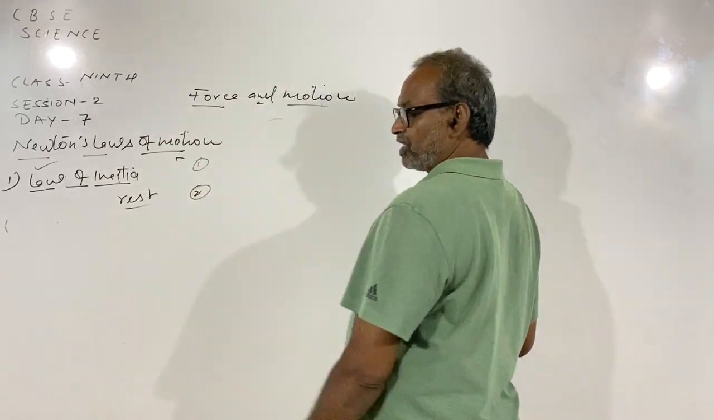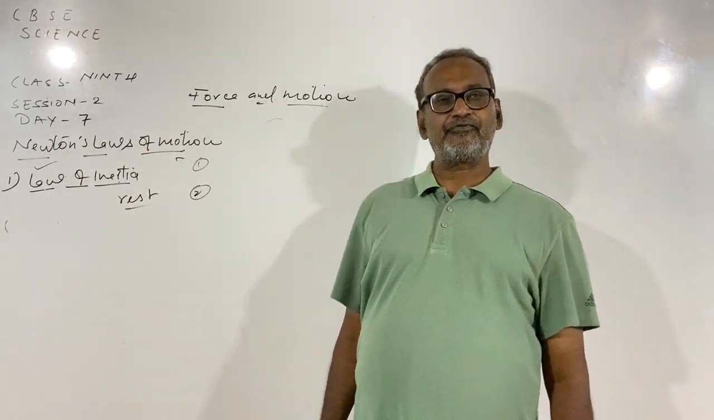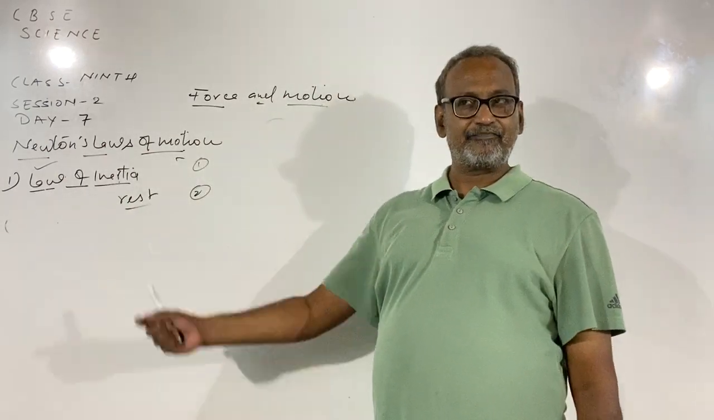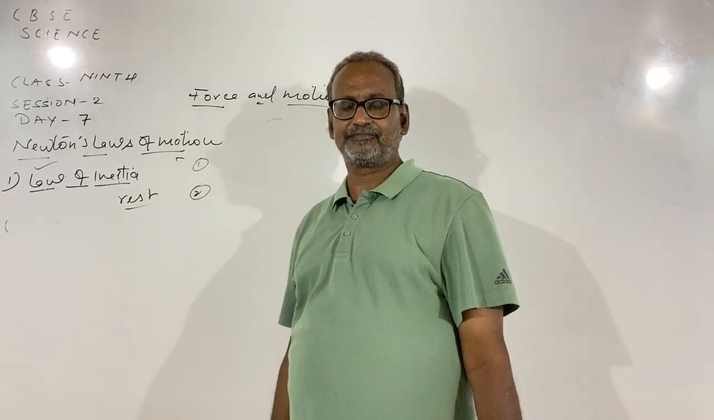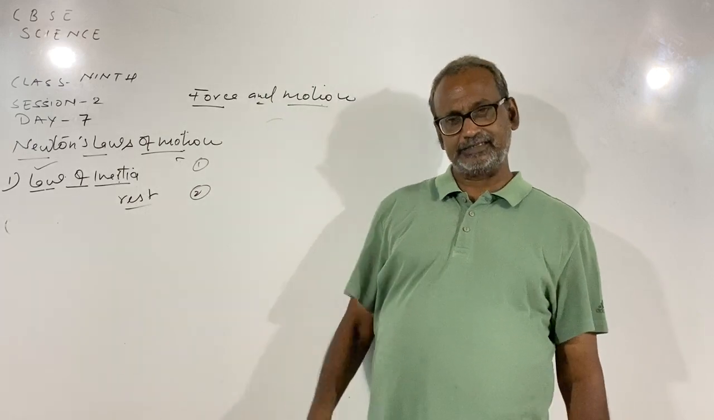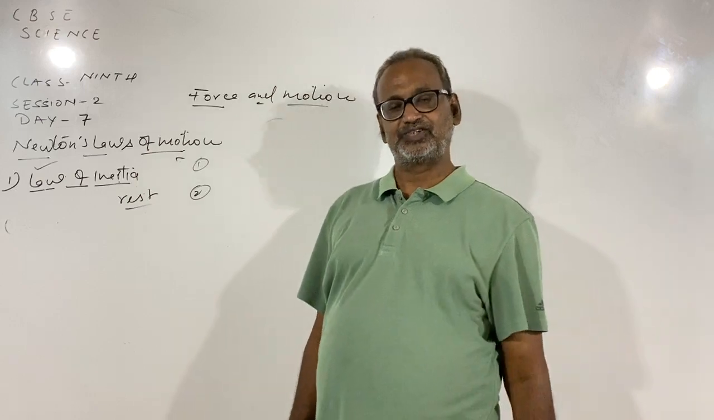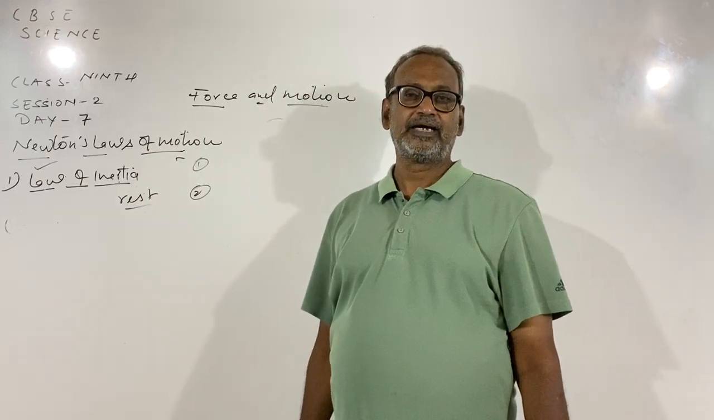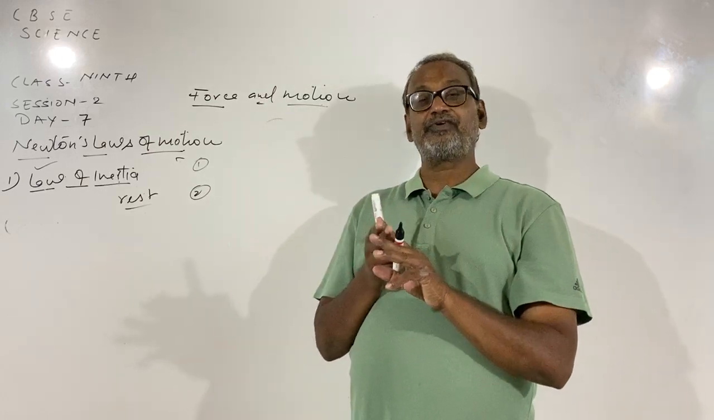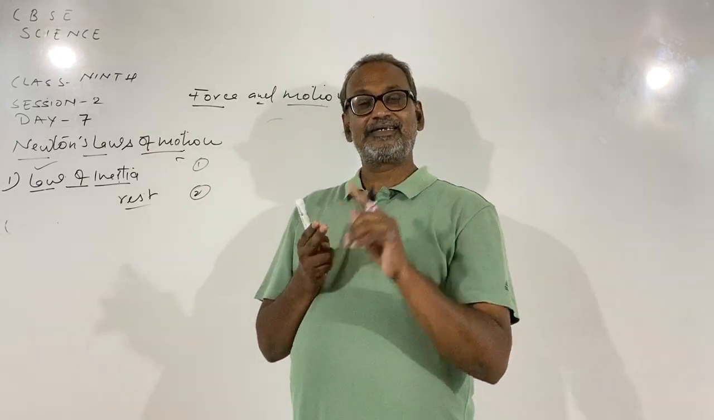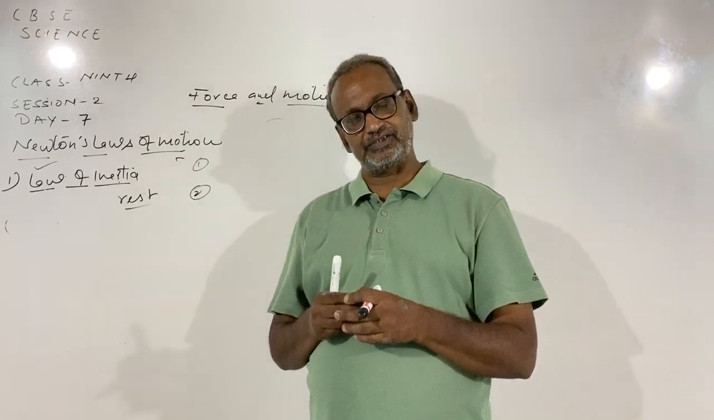Second illustration, when a branch is shaken, the fruits fall off. अगर एक ब्रांच को हिलाते हैं तो उसमें पके हुए फल नीचे की ओर गिर जाते हैं. When the branch is shaken, the branch is displaced in the direction of applied force. But the fruit, by virtue of inertia of rest, tends to remain at rest and therefore gets separated from the branch.